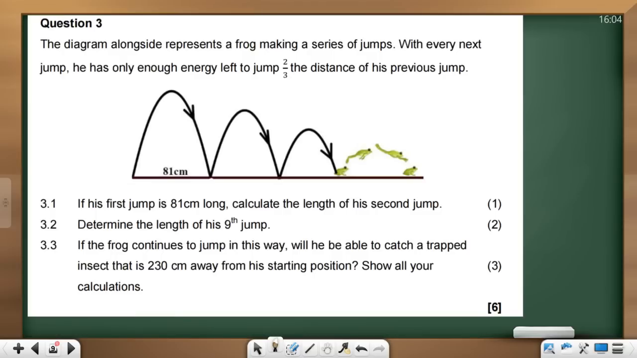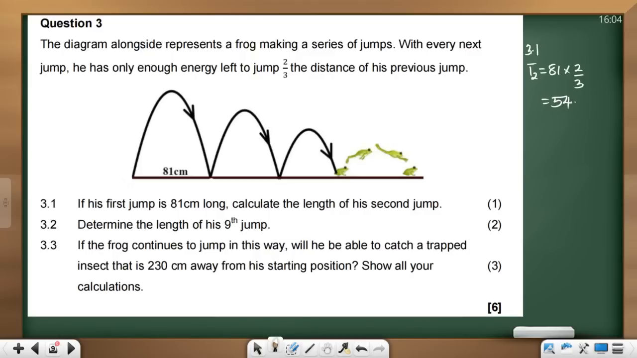All right. The diagram alongside represents a frog making a series of jumps. With every next jump, he has only enough energy to jump to two-thirds of the distance of the previous. Okay. If the first jump is 81, calculate the length of the second jump. Remember, the next jump is 2/3 of it. Of means multiplication. Second jump, T2, will be 81 times 2 over 3, and that will be 54. Because 81 divided by 3 is 27, multiplied by 2, 54.